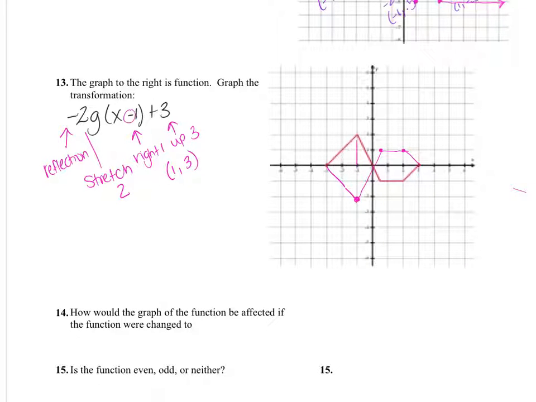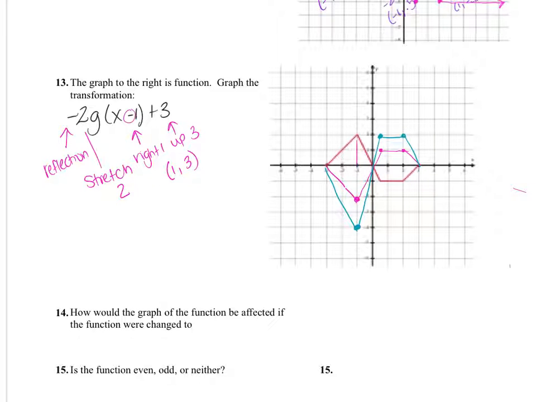So we're going to do the same thing, but we're going to double it. So instead of going up 2, we're doing a stretch, so we're going to go up 4, or down 4. Instead of going up 1, we're going to go up 2. And then we end up back on our x-axis. Next, we want to move these points right 1, up 3.